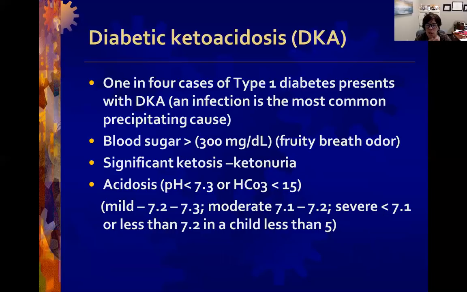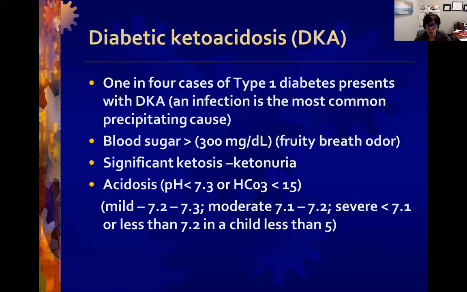So again, 1 in 4 cases of type 1 diabetes presents with DKA. Blood sugars are greater than 300. Like I said, I've seen them even way higher. And it creates an acidosis in your body because there's nothing to feed the cells. So the cells are just eating anything they can, and they're releasing all these ketones. So this ketoacidosis, these patients have a pH level less than 7.3.